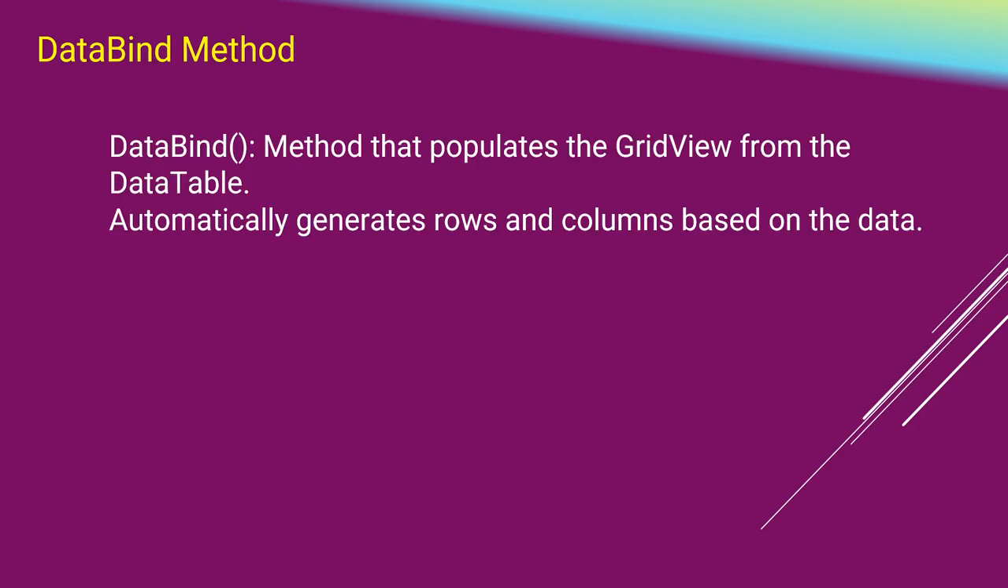The DataBind method is crucial as it populates the GridView with data from the data table. When called, it automatically generates the necessary rows and columns based on the data structure defined in the data table. This makes it easy to display dynamic data without manually creating the UI elements.